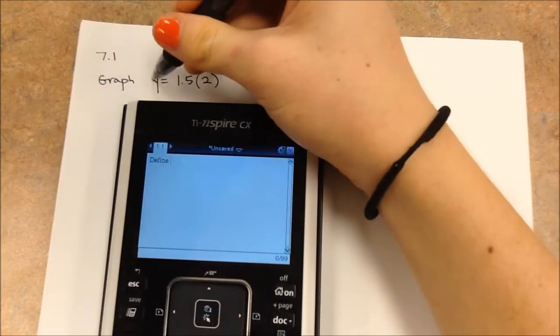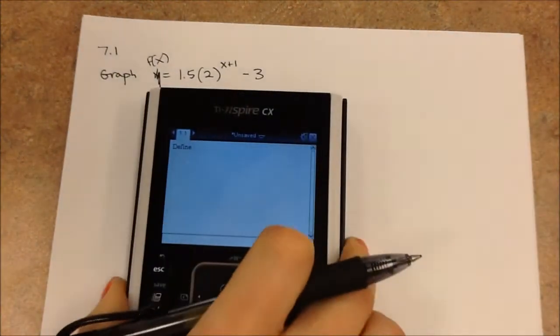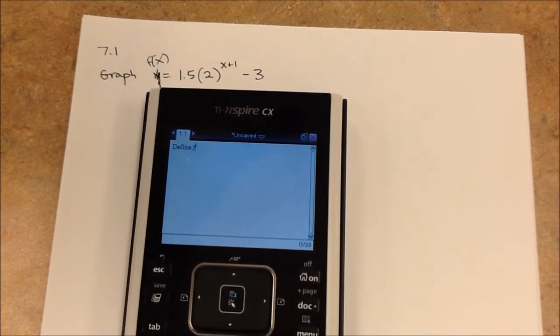And I guess normally, I'm sorry, let me scratch this. This will normally be given to you as f of x, because that's the way you're going to type it into the calculator. So you'll type in f of x, make sure you've got the parentheses right and everything, equals, then you'll type it in exactly the way it's written, 1.5, with the 2 in parentheses.